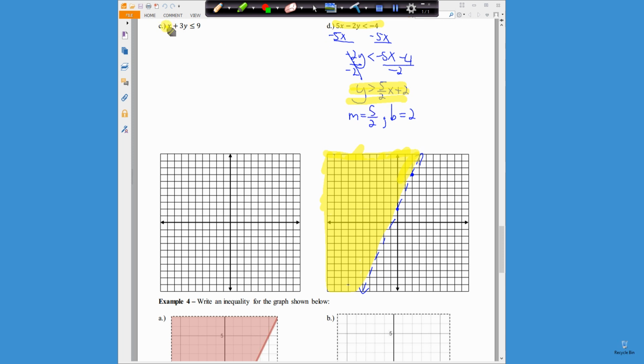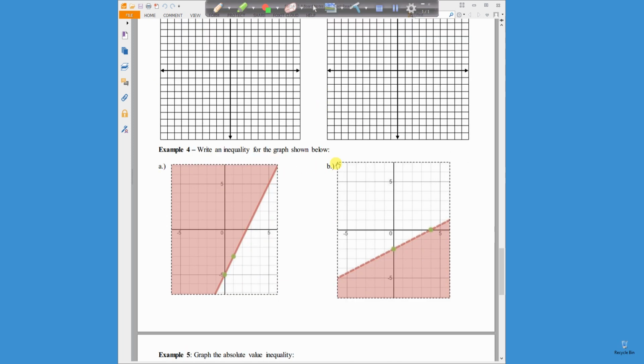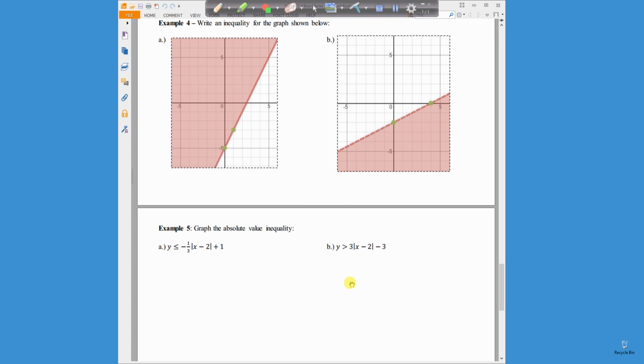Please go ahead and try this one. It's a little bit different because it's less than or equal, so it's a solid line, but the principles are exactly the same. I threw this one in here. Your textbook didn't really have this in the examples, but you should know how to do this. They had one of these questions in the homework, and I think it's important for you to know how to do this.